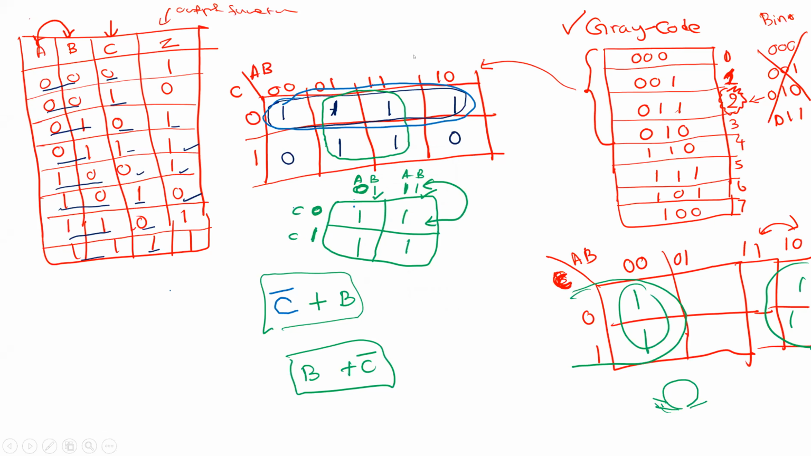Right. So that is how we draw Karnaugh maps and simplify expressions. And for this one, I didn't simplify anything. So you can try for a Karnaugh map having 4 inputs also.